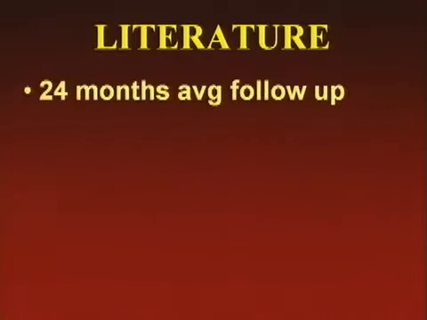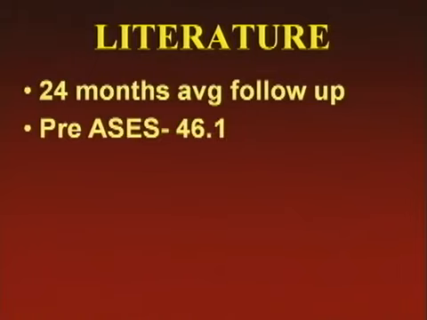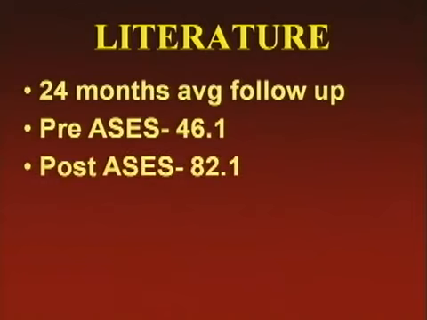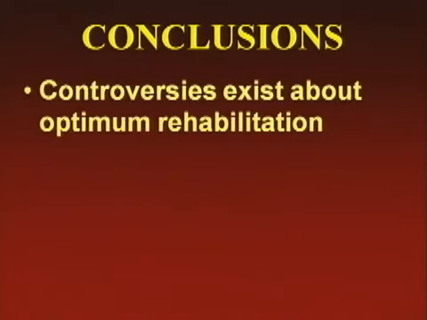So if you look at the literature at 24 months, you find that their pre-ASES scores were 46 and ours were 40. Their post-ASES is at 82 and ours is between 75 and 80. So you see that what we're getting in the first 12 weeks is durable and comparable to what you're getting at 24 months without any deterioration. So it looks like those are the things that we want to see.